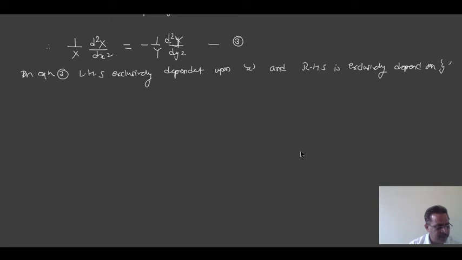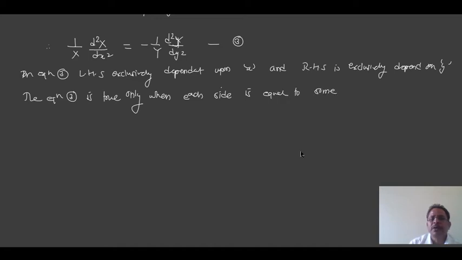Okay, and here this equation 3 is true only when each side is equal to some numerical constant, otherwise this will never be true. That means if both of these sides are not equal to some numerical constant, then this equation cannot be like this.